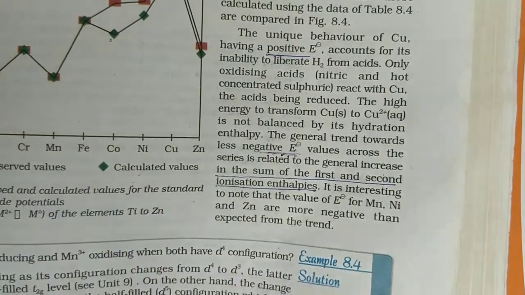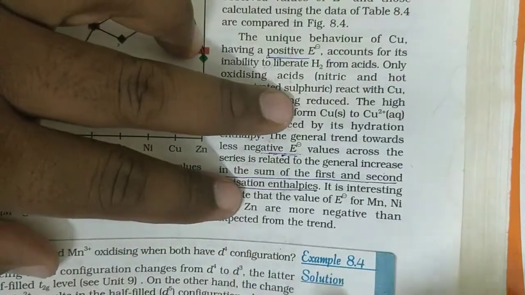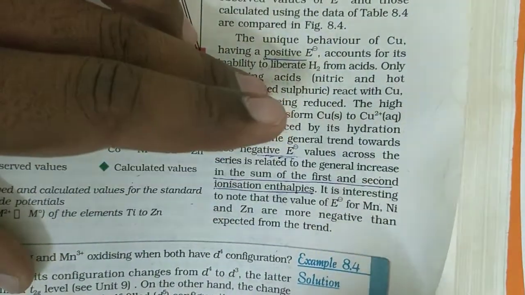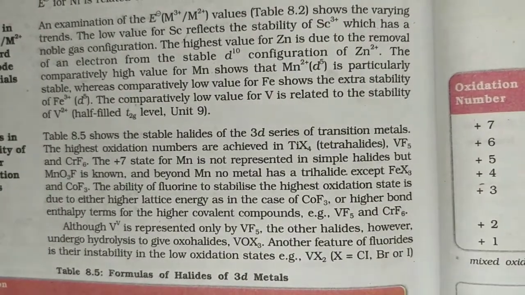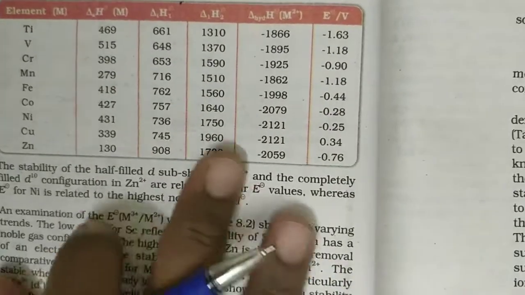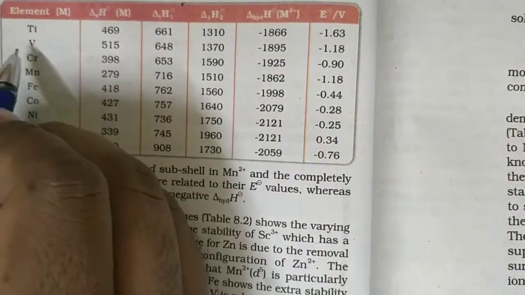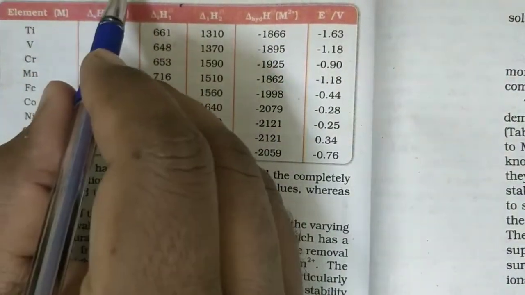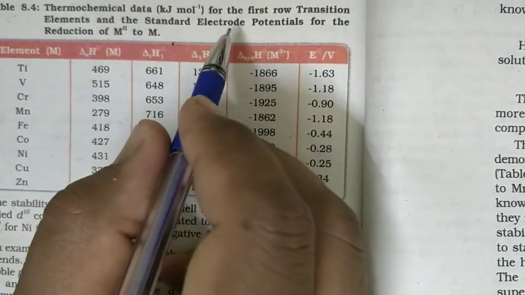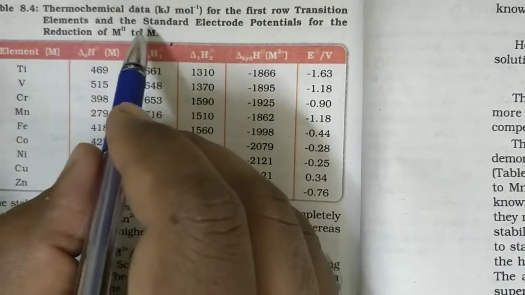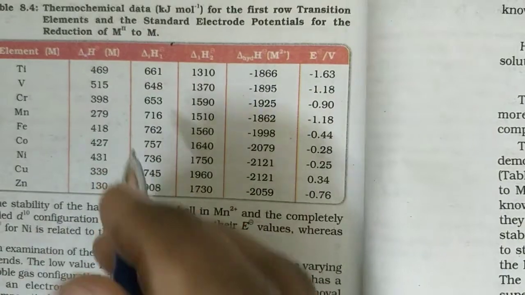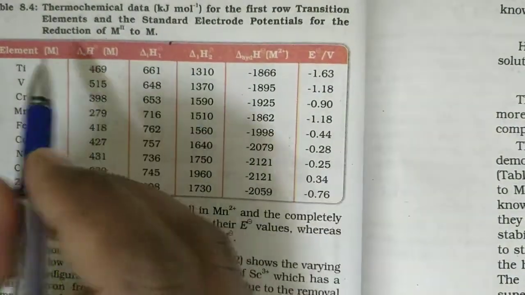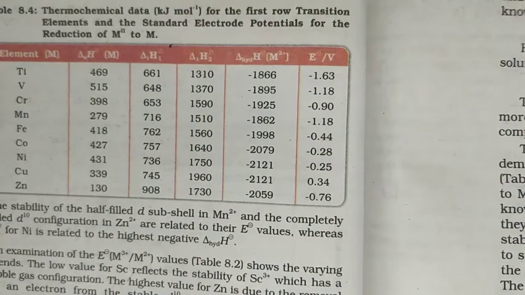Okay. Now we will see one tabular column and how we are going to explain. Let us see that one. Thermochemical data for the first row transition elements and the standard electrode potentials for the reduction of M plus 2 to M. Okay, this is related to reduction potential values. Okay, observe.